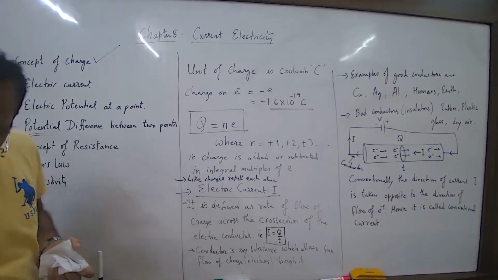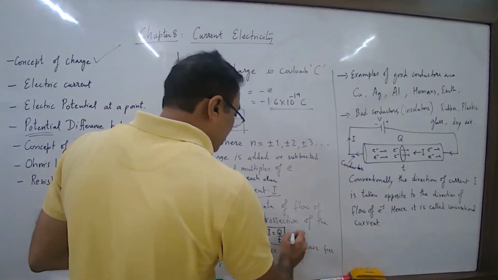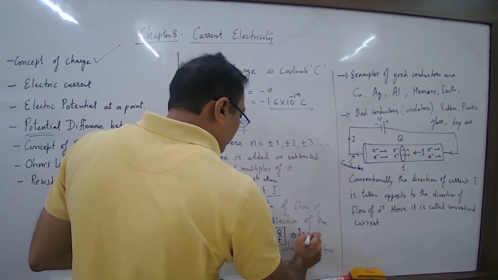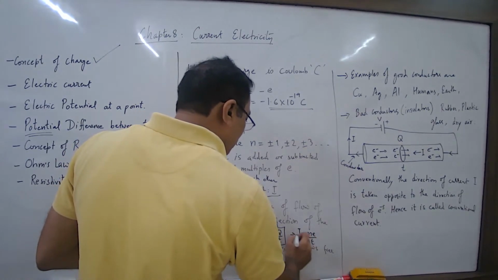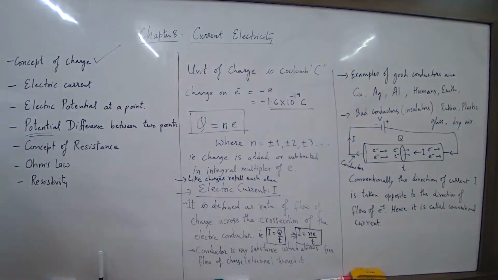Now in some questions, because Q is equal to N E, you can also write I is equal to N E upon T. Can you do that? Because Q is equal to N times E. Okay, so you can do that also.